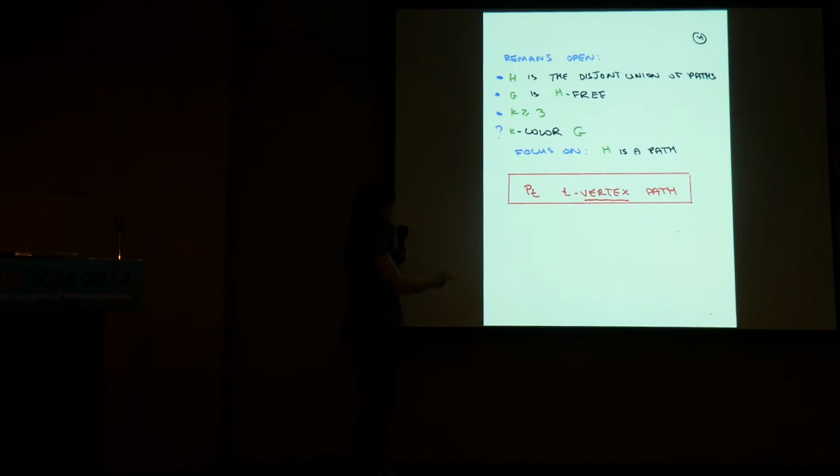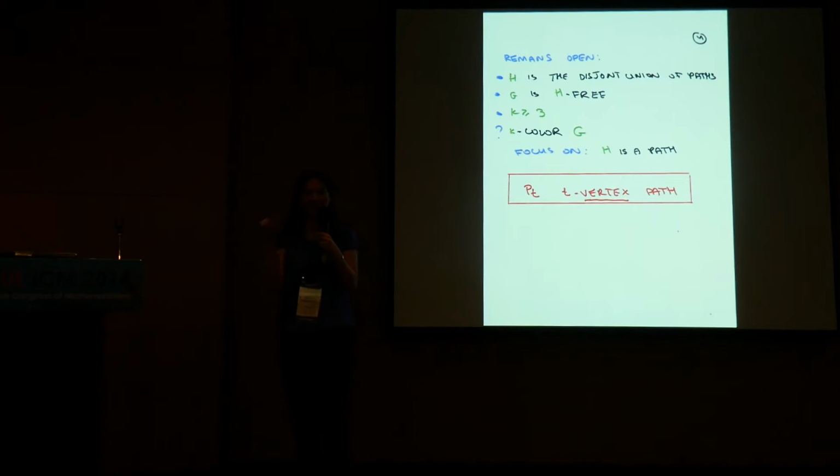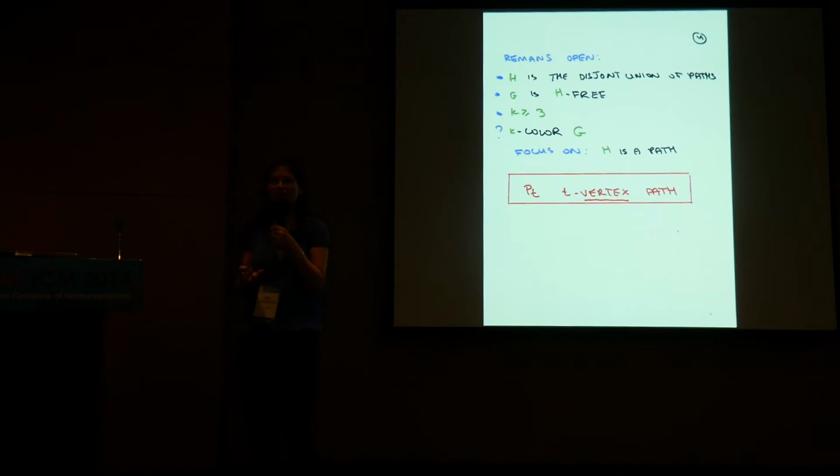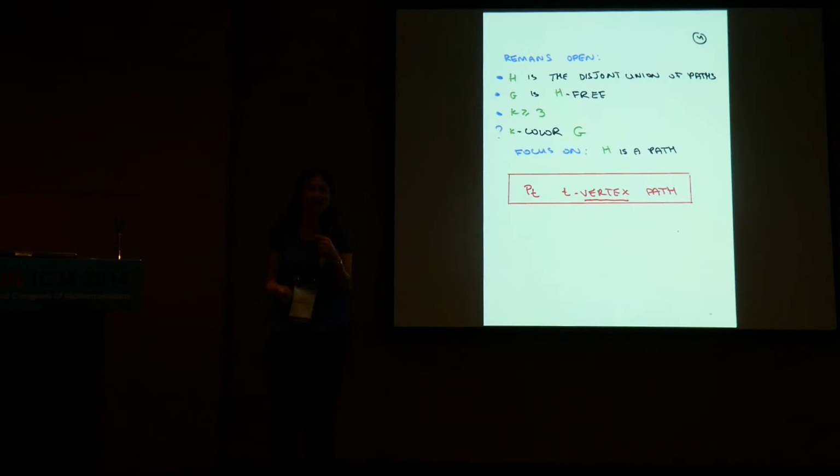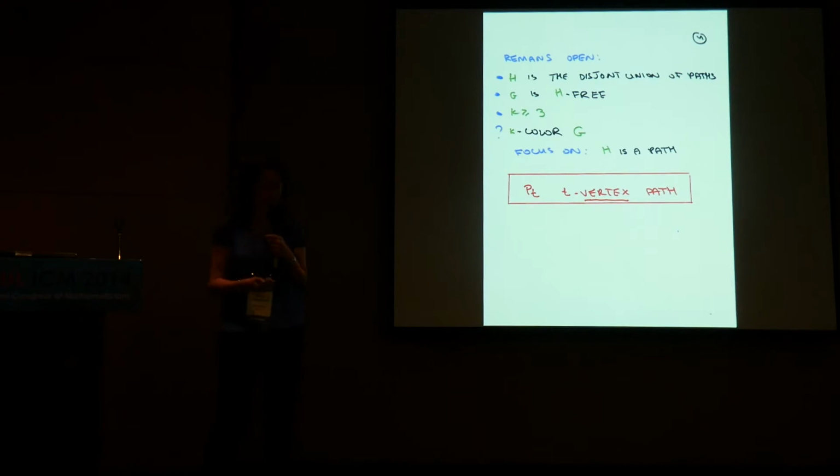Just to fix notation, P sub t is a t vertex path. So, there's a little bit of confusion. P sub t is sometimes the t vertex path and sometimes the t-th path. And it doesn't matter, but it's good to fix notation. So we're going to commit ourselves that P_t is a t vertex path.